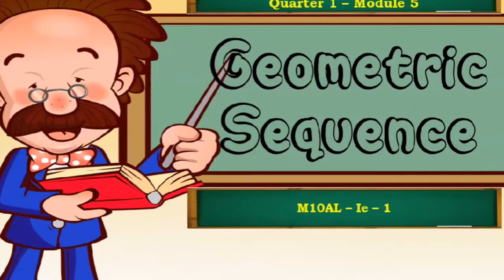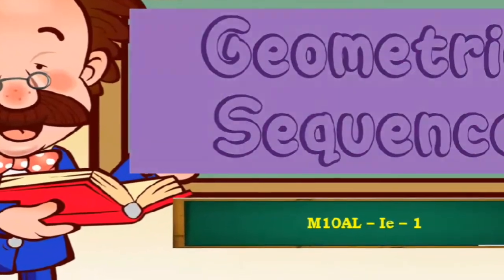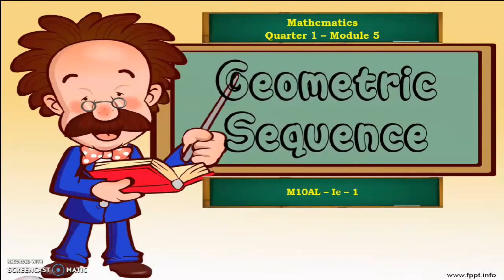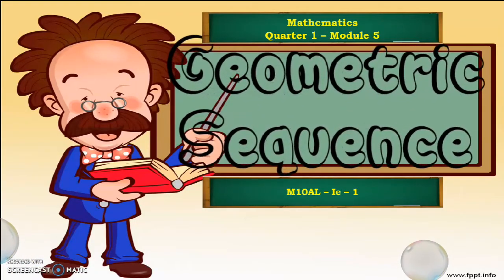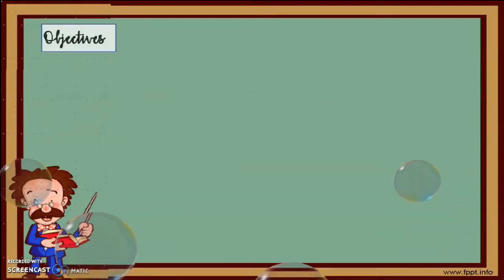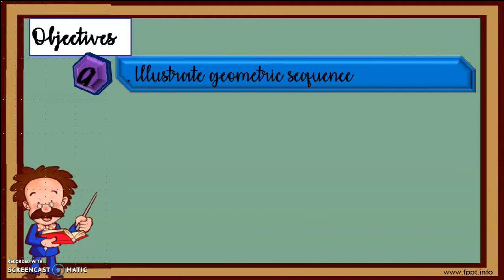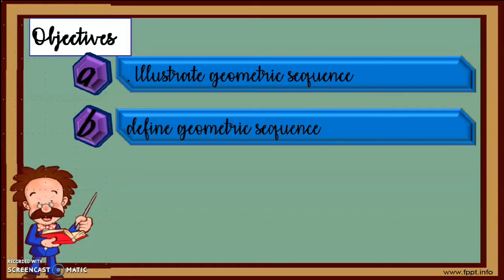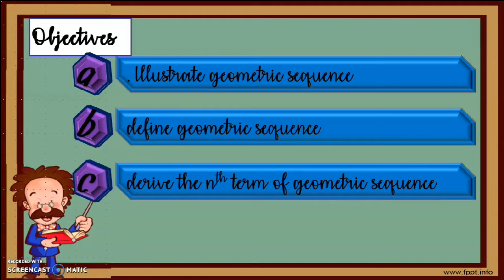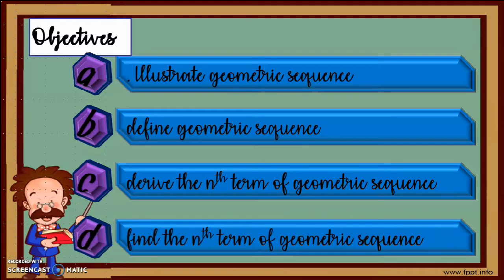Today we will be discussing geometric sequence. And today's lesson objectives are: letter A, illustrate geometric sequence. B, define geometric sequence. C, derive the nth term of geometric sequence. And letter D, find the nth term of geometric sequence.